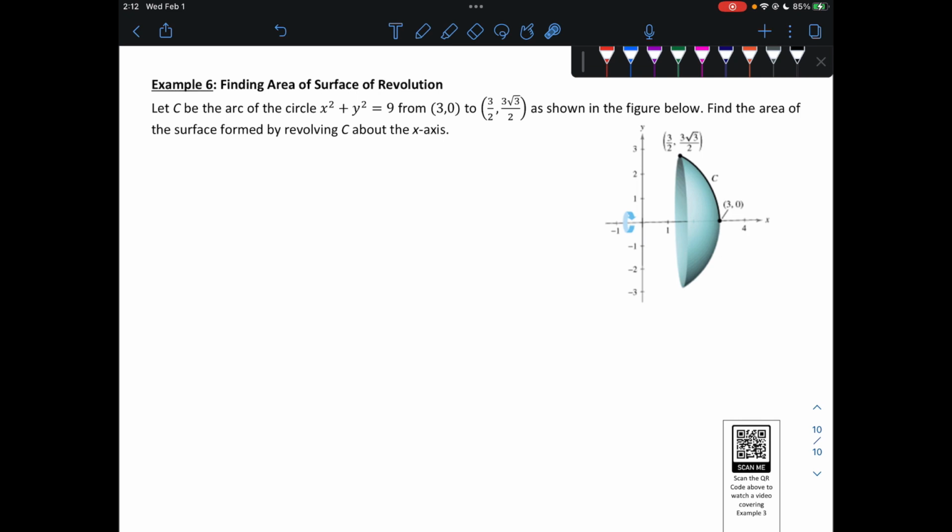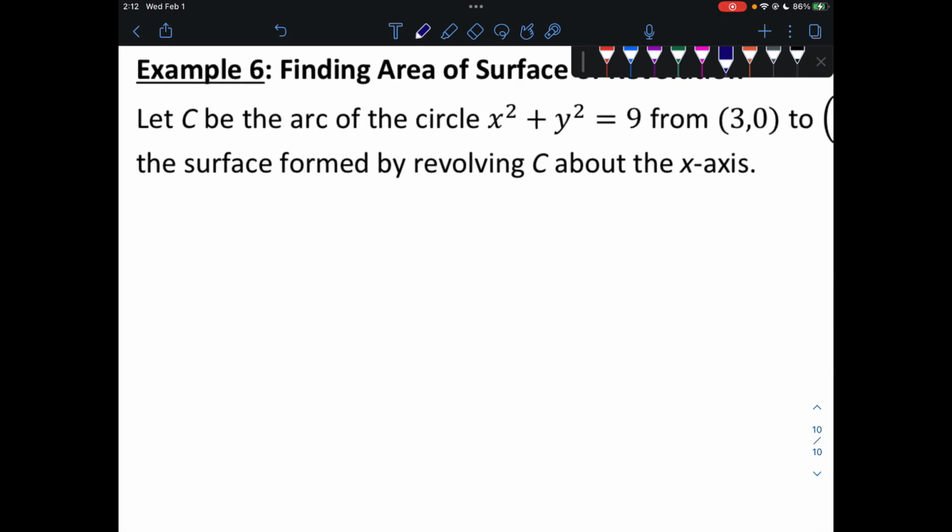All right, let's see the arc of the circle x squared plus y squared equals 9, from (3, 0) to (3/2, 3 root 3 over 2) as shown in the figure below. Find the area of the surface formed by revolving C about the x-axis. All right, so you can see the general shape of the figure that we have there. So first of all, we should probably convert this into polar form.